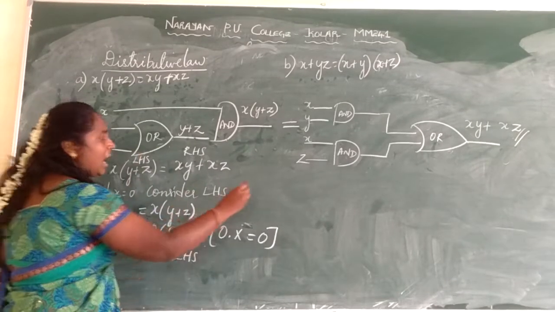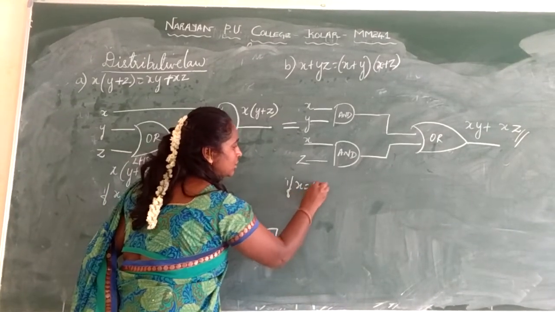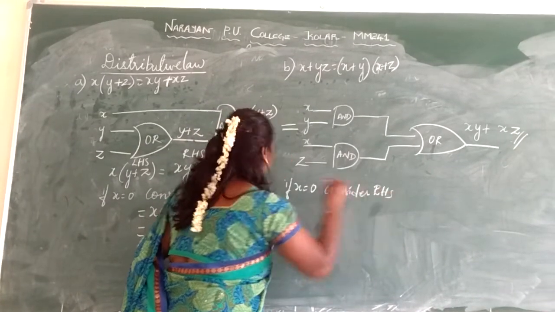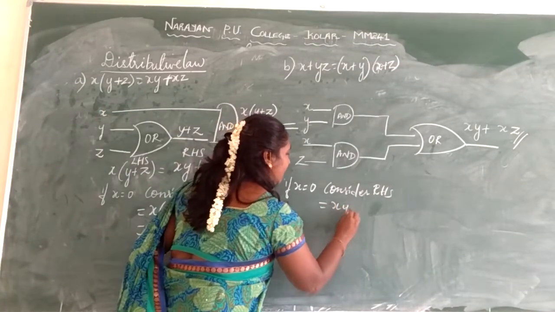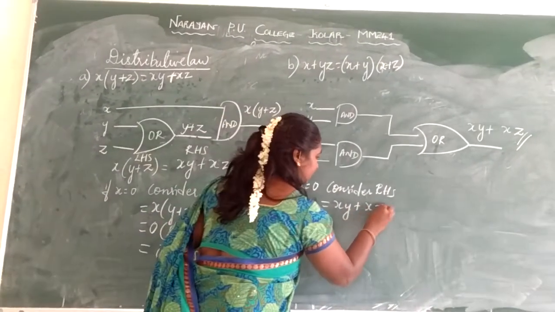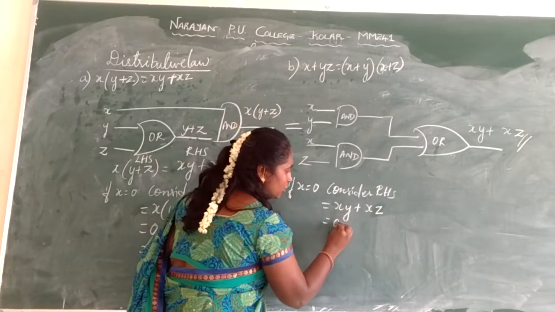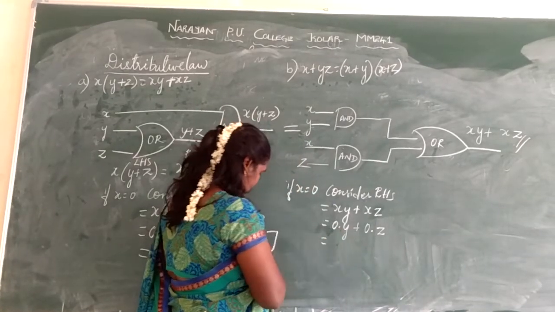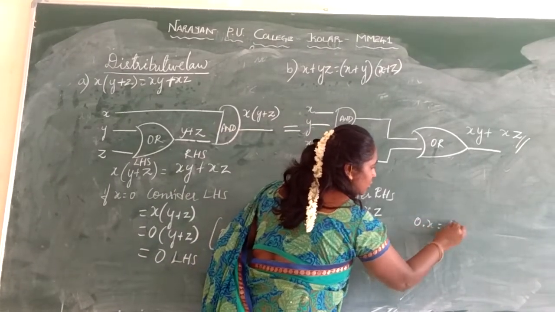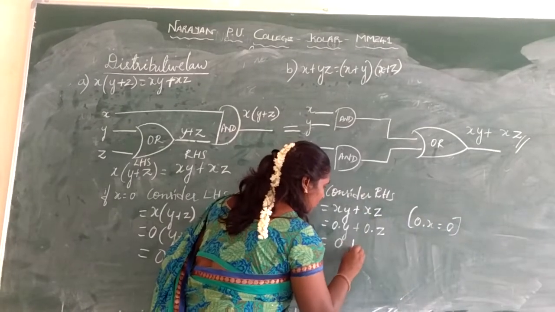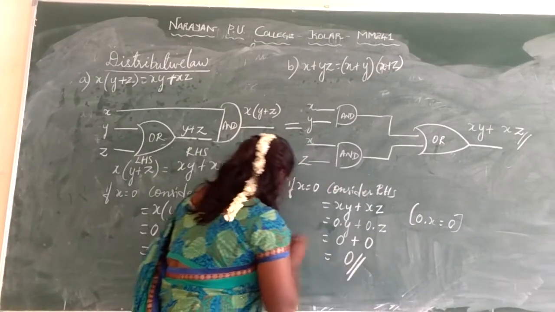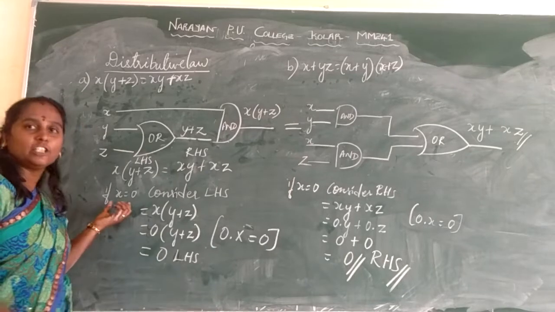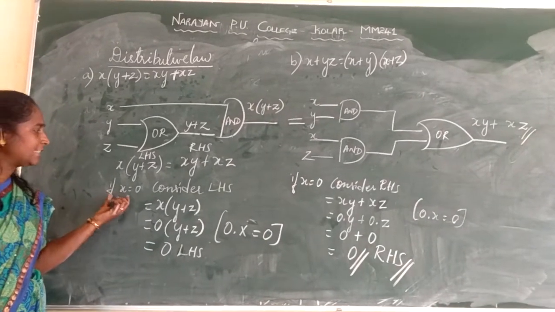Now you consider your RHS. If x is equal to 0, what is my RHS? xy plus xz. Now x is 0, so 0 into y plus 0 into z. Again use the property rule: 0 into x is equal to 0. That is 0 plus 0, so 0. Your LHS is equal to your RHS. This is the condition if x is equal to 0. Next we will see if x is equal to 1.